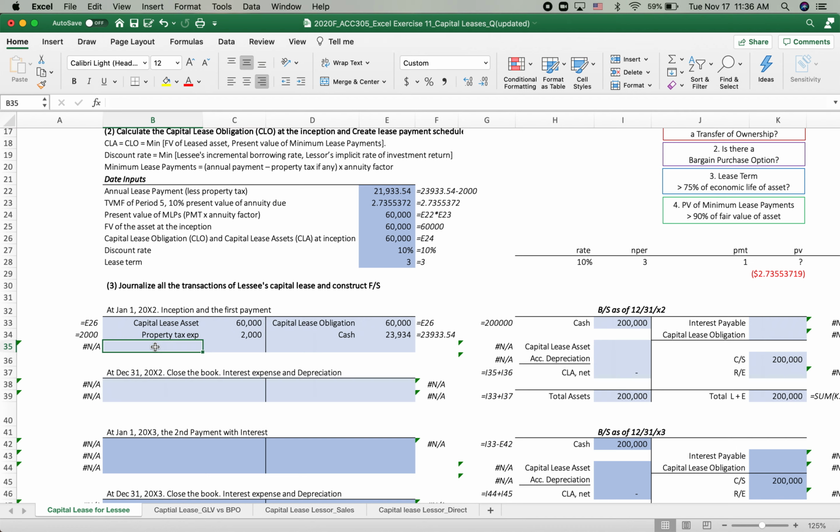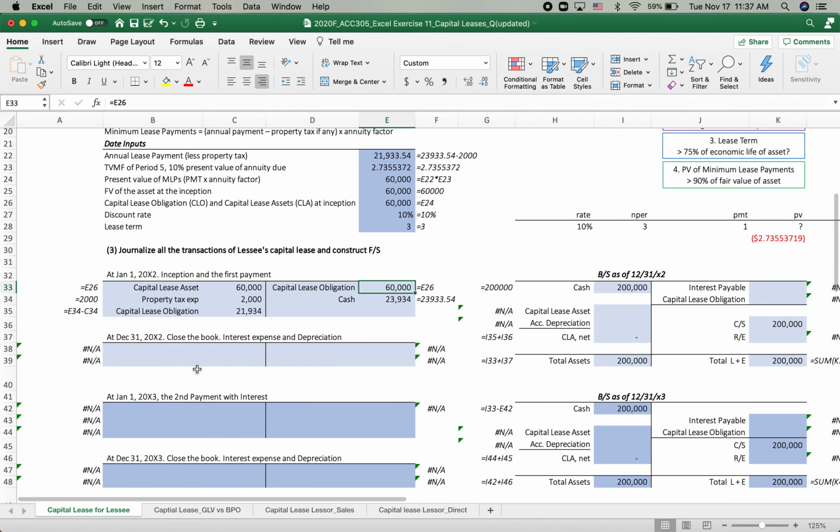Then, how much do we have to remove from the capital lease obligation? Again, at inception, as soon as we recognize this capital lease obligation, we pay $23,934. That includes the $2,000 property tax and the actual principal, just the difference between the two, which is the same as this annual lease payment, $21,933. There's no interest at inception because we haven't used this capital lease obligation yet. So at inception, there's no interest expense recognition.